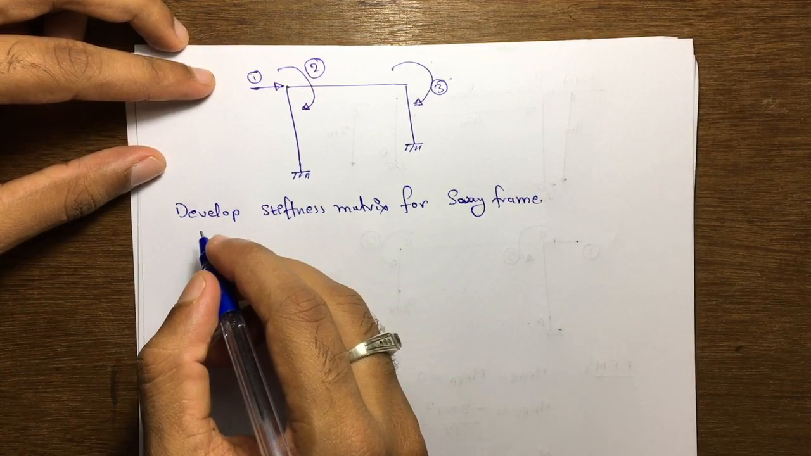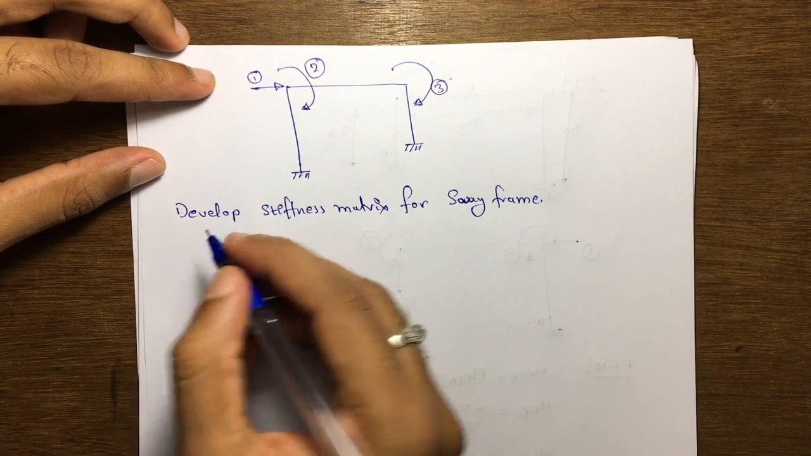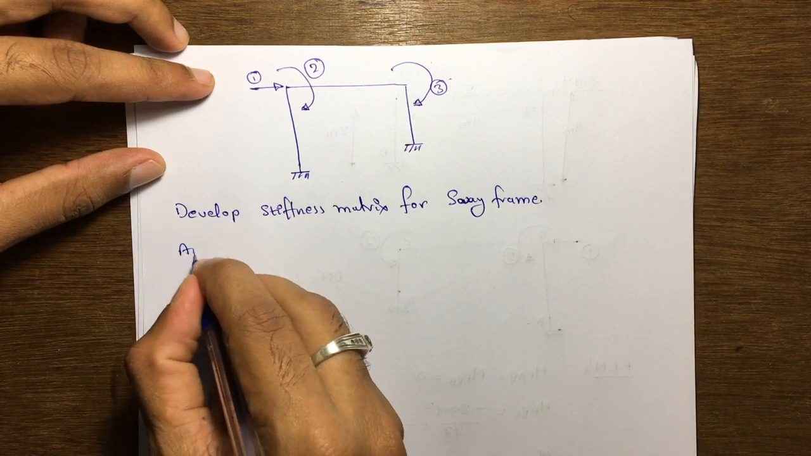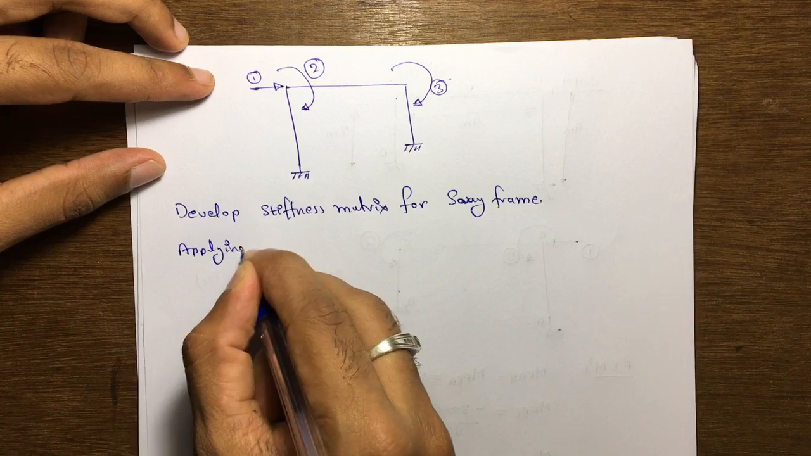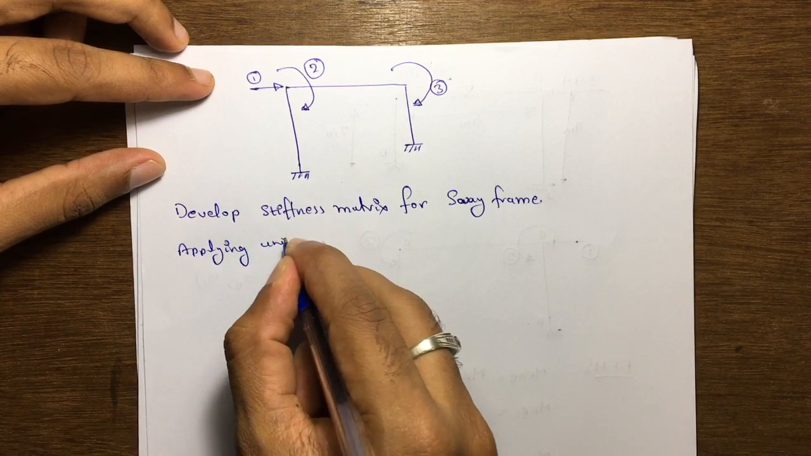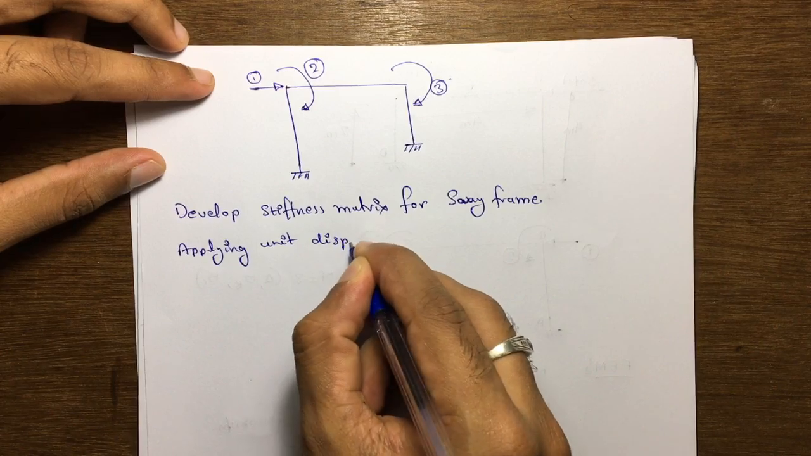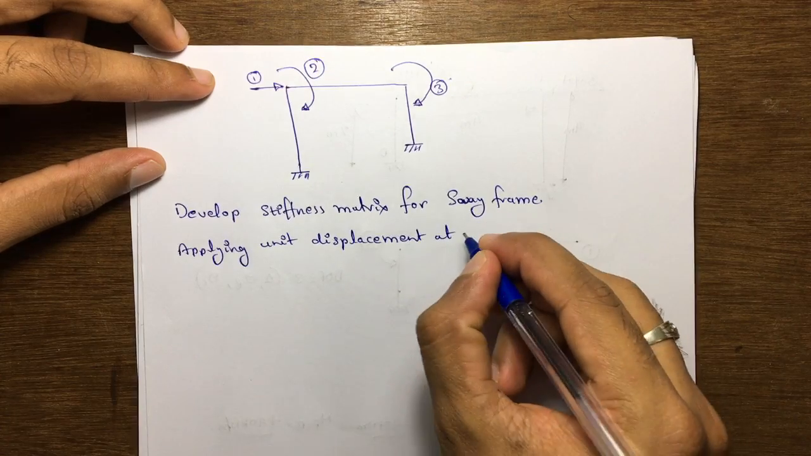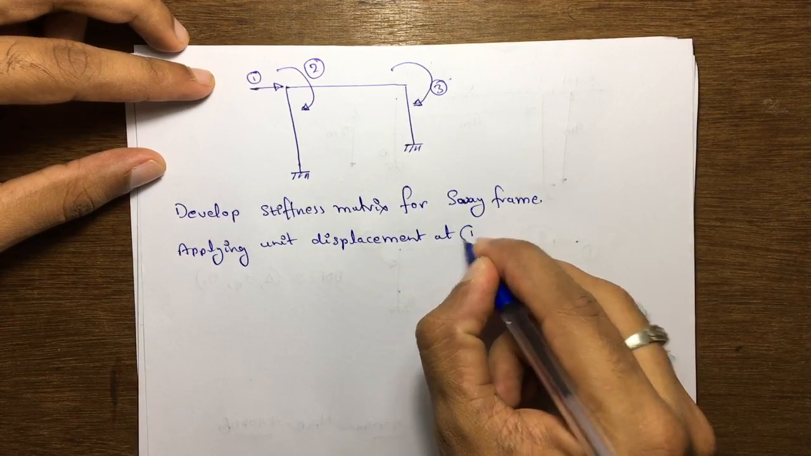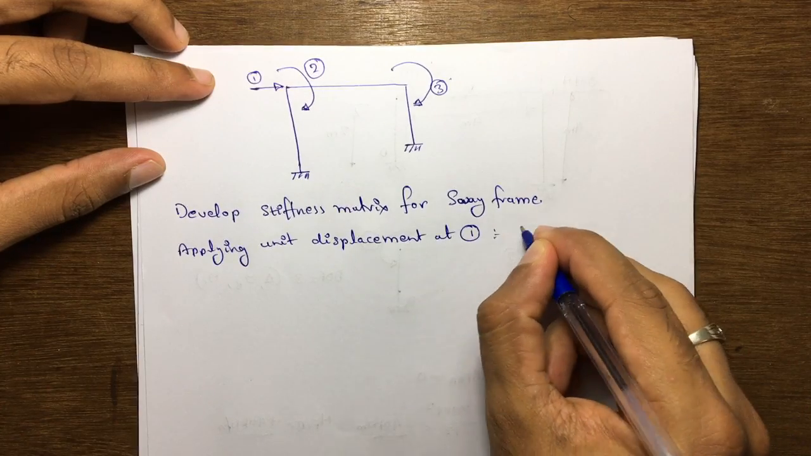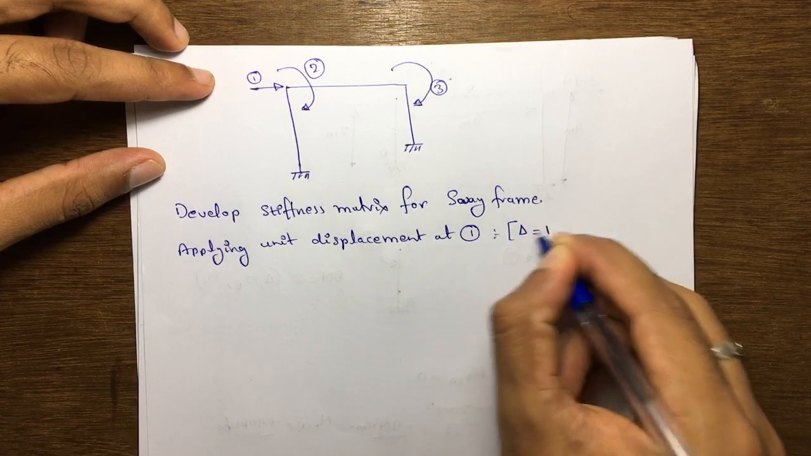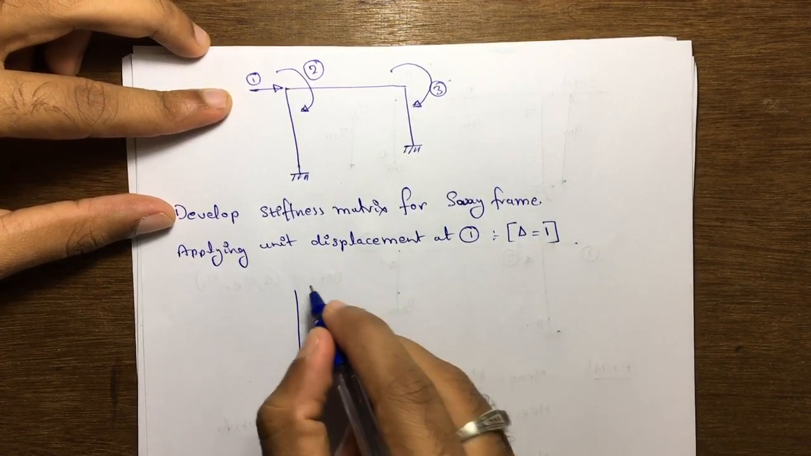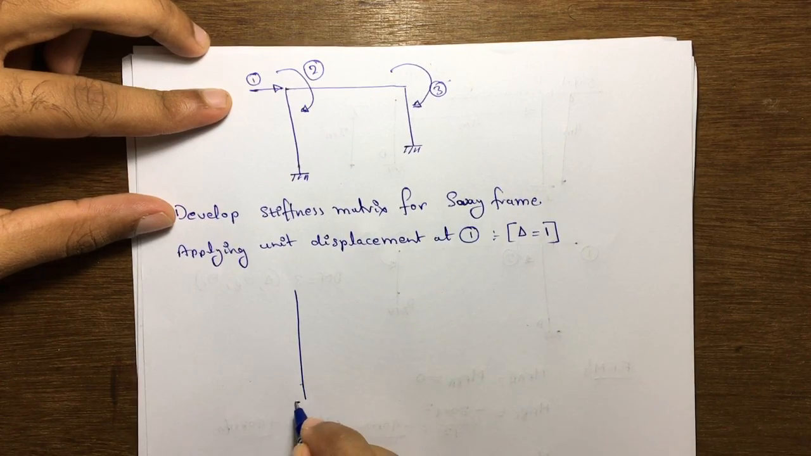So first we have to apply a unit displacement at coordinate 1, the traditional method. First applying unit displacement at 1, that is coordinate 1, that is delta, the deflection, is equal to 1. Let us see how that diagram is going to appear.